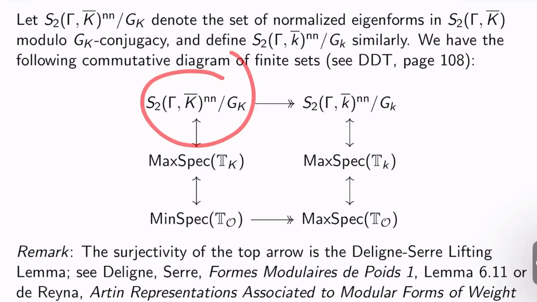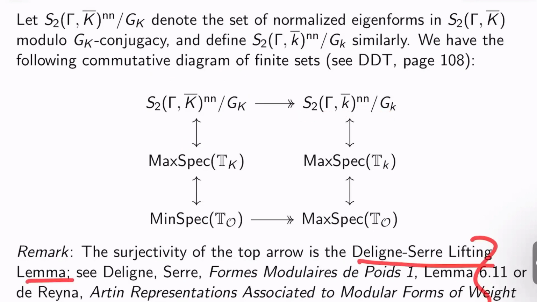The top guy surjects onto S_2(Gamma, k bar)_{N}/G_k by the Deligne–Serre lifting lemma. Here's a reference for that down here.